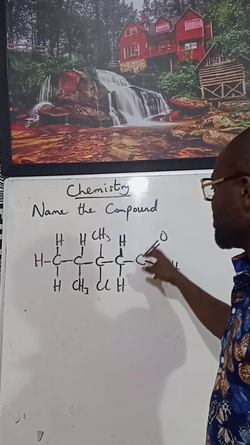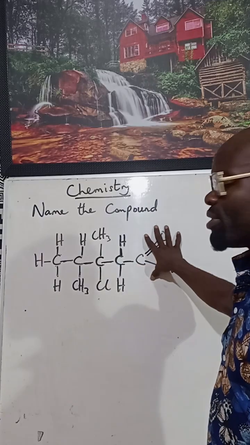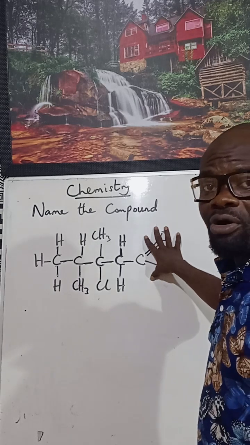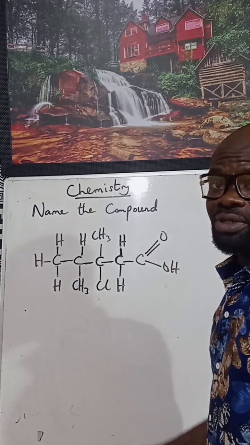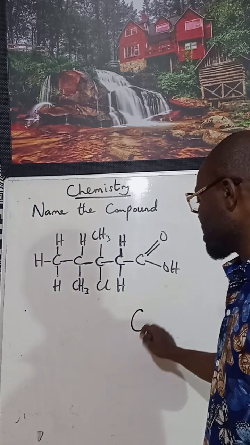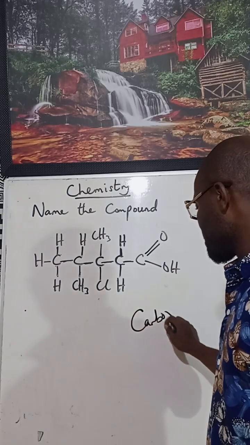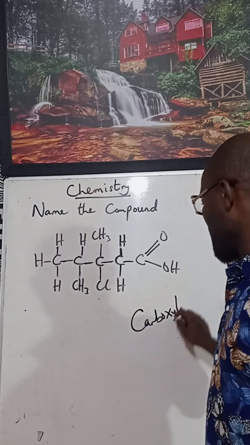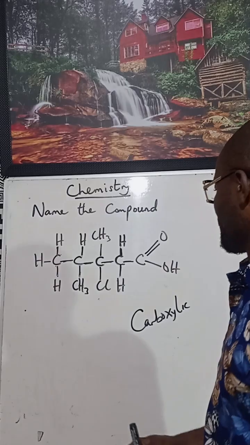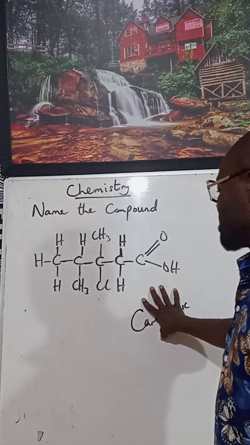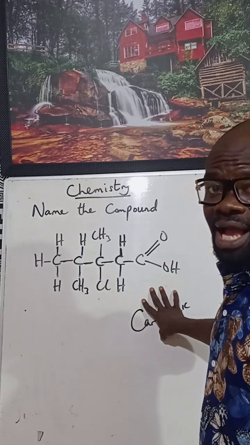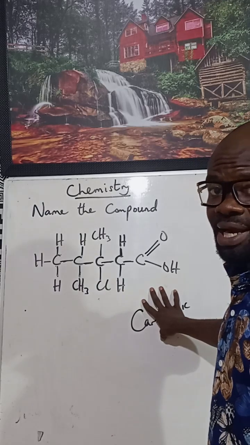We have COOH. Don't forget that the organic compound having this functional group is the carboxyl group, carboxylic. So that's the functional group, carboxylic. That's the adjective. Now, don't forget that this carboxylic group is a group called the alkanoic acid.